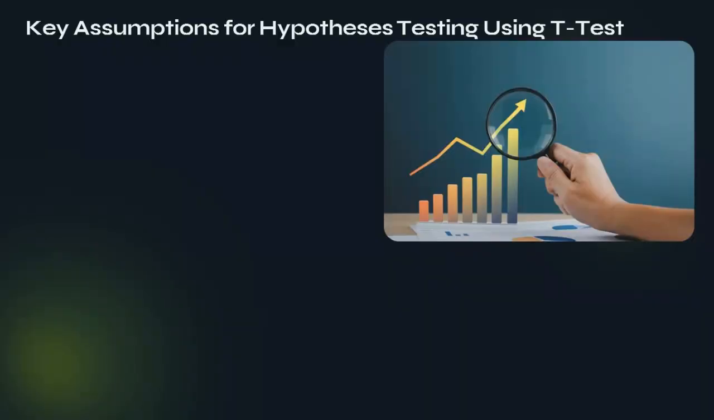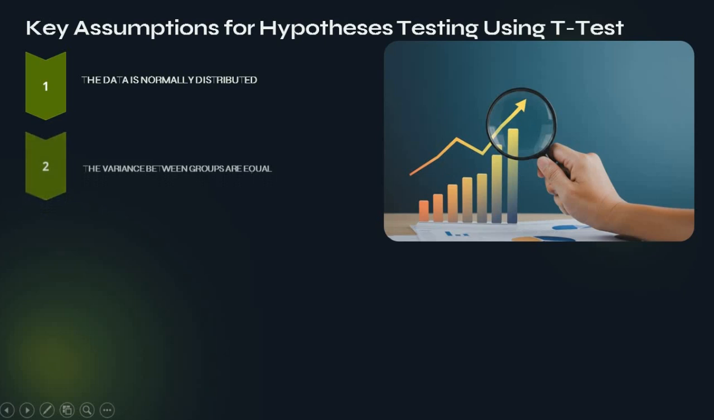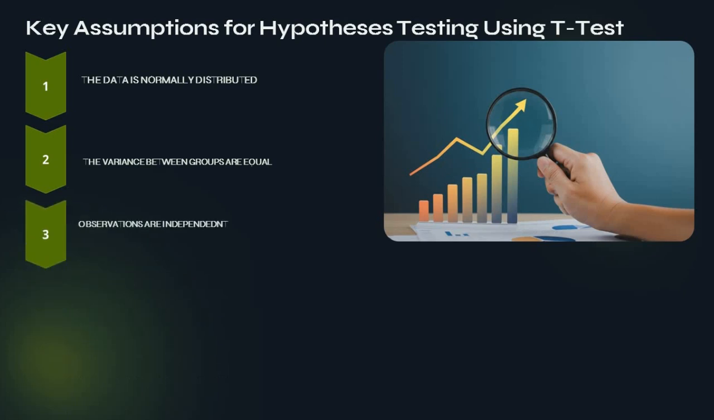Now we are going to take a look at hypothesis testing, and we are going to do that using two different methods. The first is the t-test. The t-test compares the means of two groups to determine if there is a significant difference between the two means, and there are three key assumptions. The first is that the data is expected to be normal. It must be normally distributed. Second is that the variance between the groups are equal. And third, the observations must be independent.